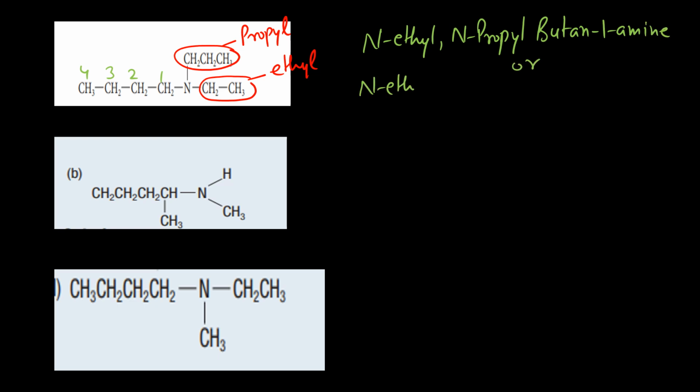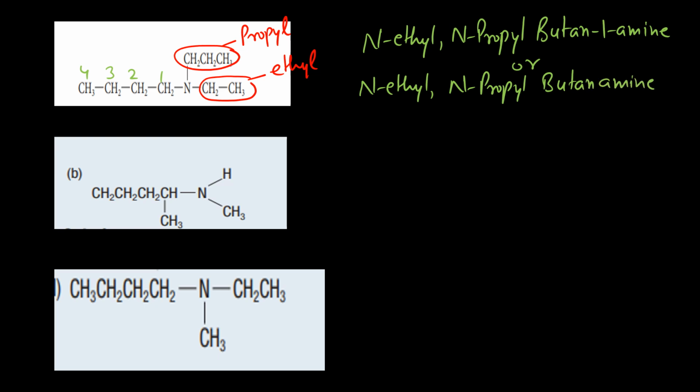So let's write down its name. What is it going to be? It's going to be written as N-ethyl, N-propyl, butane-1-amine, or you can also write butanamine. So you can also write it like this: N-ethyl, N-propyl, butanamine.